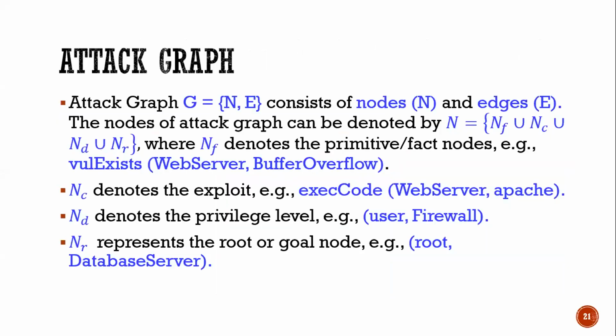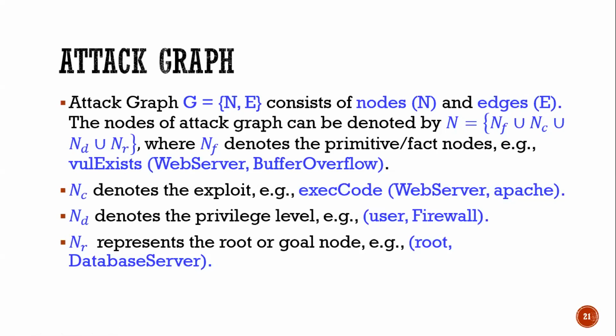So if we look at the definition of an attack graph, we have some nodes and edges which are properties of a given graph. There are some fact nodes, NF. Fact nodes will be something like the existence of a vulnerability or the existence of network connections. And conjunct nodes are denoted by NC, the disjunct nodes are denoted by ND, and the root node, which is basically the goal of the attack, is denoted by NR.